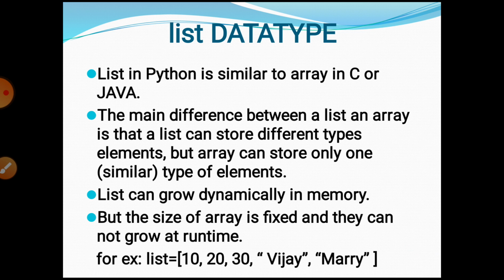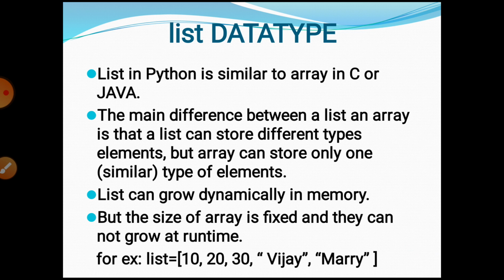So list data type. List in Python is similar to array in C or Java. So list is like an array, which is in C and Java. It is the same in Python. The main difference between a list and an array is that a list can store different types of elements, but an array can store only similar or the same type of element. A list can grow dynamically in memory, but the size of an array is fixed and it cannot grow at runtime.